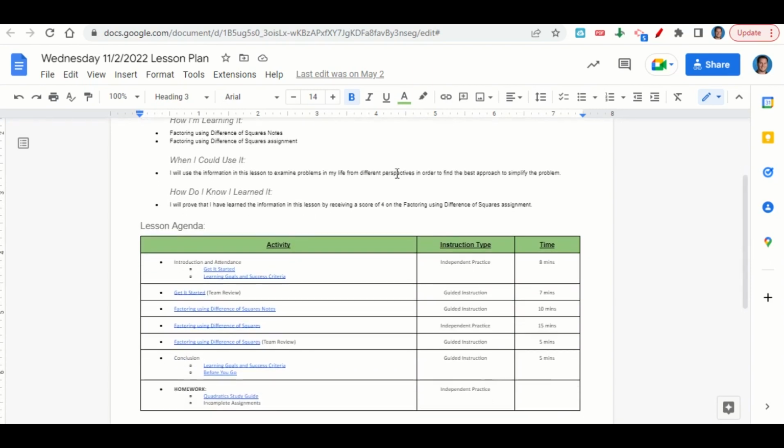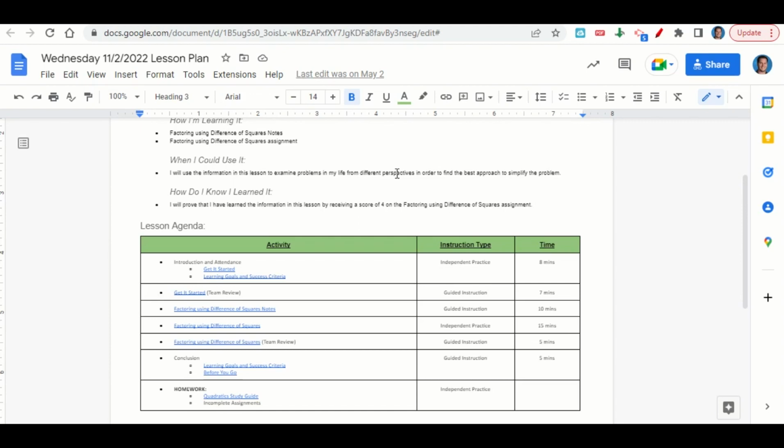Now let's take a look at our agenda for today. We will begin by going over the learning goals and success criteria. While we do that, you'll fill out your Get It Started. Once you've completed your Get It Started, we'll go over it together and answer any questions that you may have. After that, we'll go over the factoring using difference of squares notes, and then I'll give you time to complete the factoring using difference of squares assignment. Once you've completed the assignment, we'll go over it together and answer any questions that you may have.